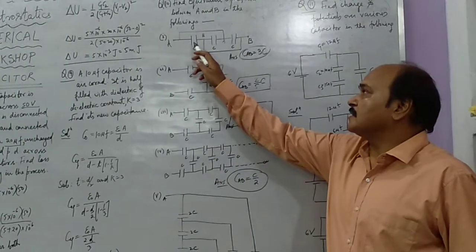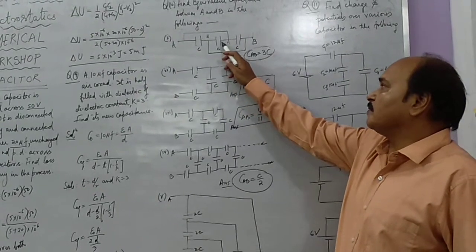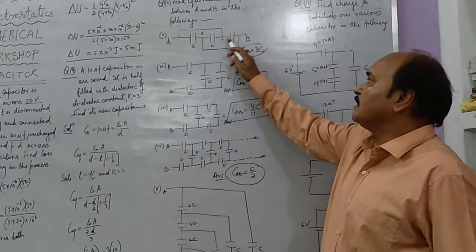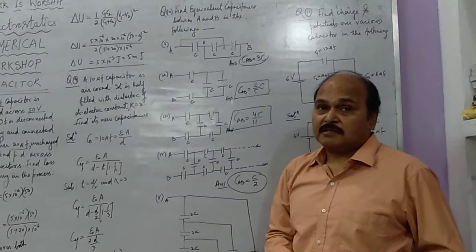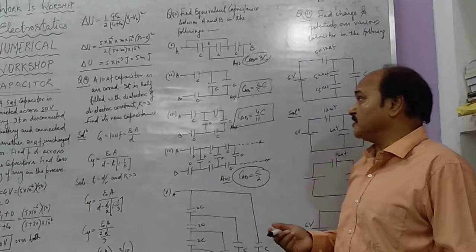Now look at this capacitor. One plate is connected with A, the other plate connected with B. This capacitor has one plate connected with A, other plate connected with B. This capacitor also has one plate connected with A, other plate connected with B. So all the 3 capacitors are connected in parallel. So what is equivalent? Simple sum, C plus C plus C, 3C.